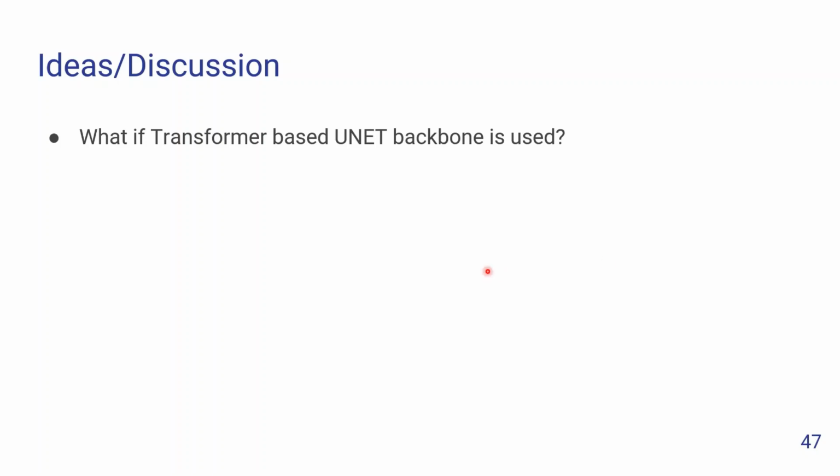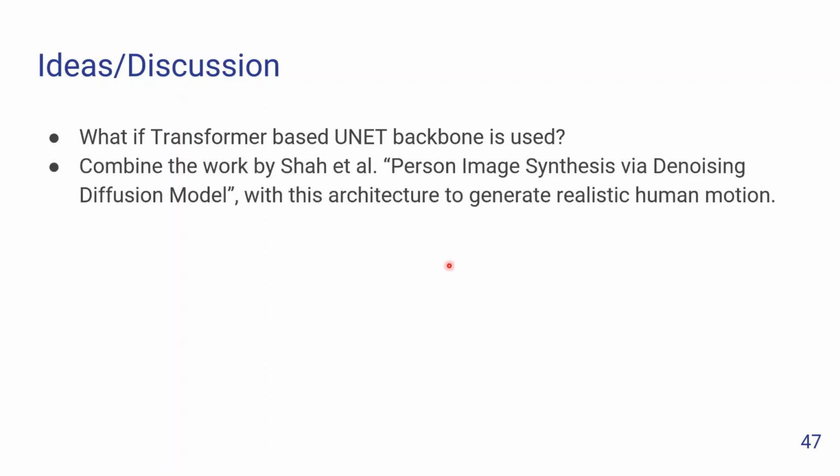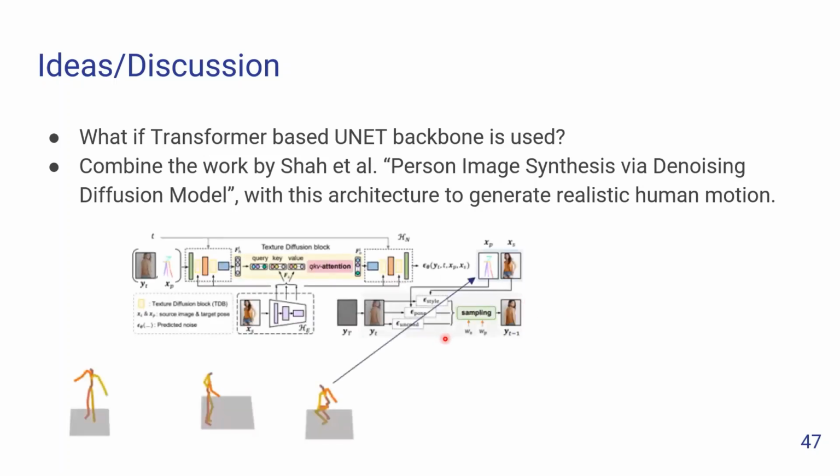And finally, another idea is combining the work by Shah et al., Person Image Synthesis via Denoising Diffusion Models, with this work to generate realistic human motion. So the overall idea is using the temporal pose data from the motion generation model and inputting it to the person image synthesis model along with the reference human to generate a sequence of realistic human motions. So this idea we are looking to explore further in our project as well.